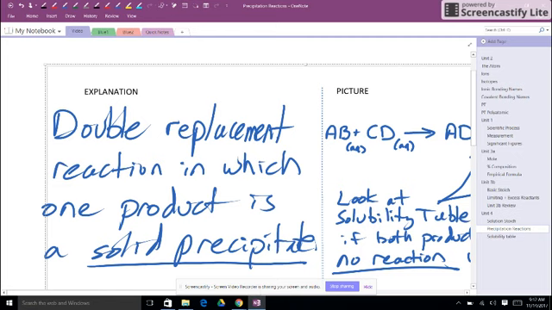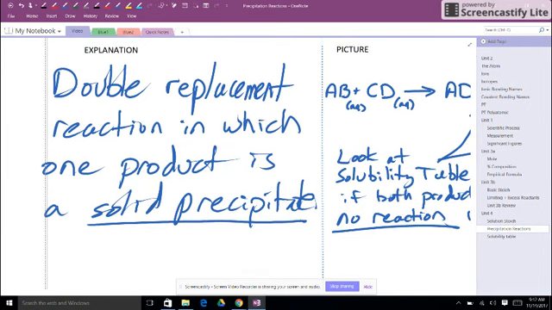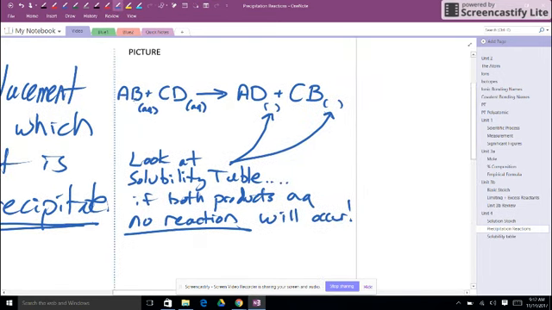So today in class, we're talking about precipitation reactions, and these are really special types of double replacement reactions, really most double replacement reactions, in which one of the products is a solid precipitate. So what this will look like is you have AB plus CD, and remember that A and C are positive, most likely, B and D are negative, and we get a little double switch here, so we get AD plus CB. Now, if we're mixing solutions, we're going to know that these are both aqueous, which means dissolved in water.